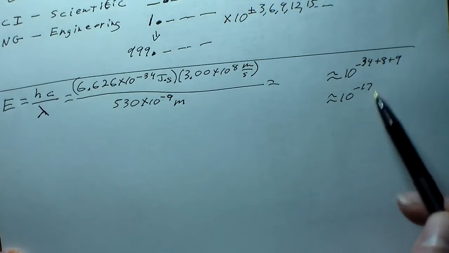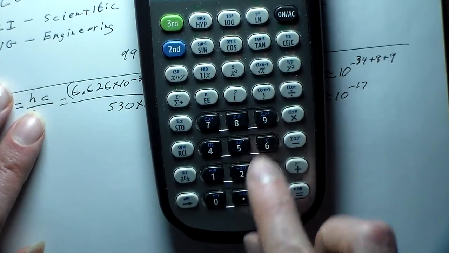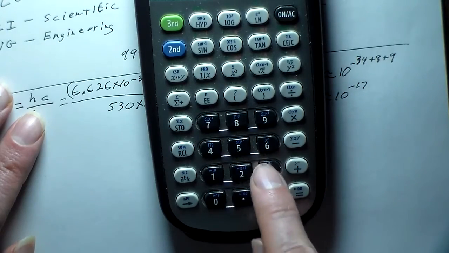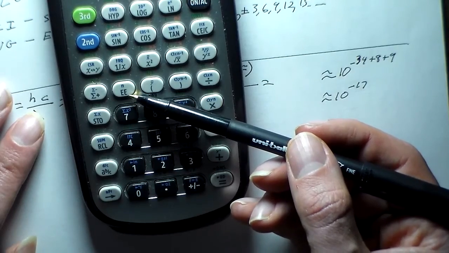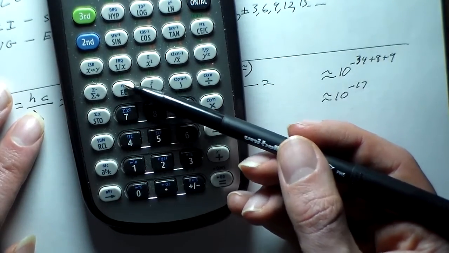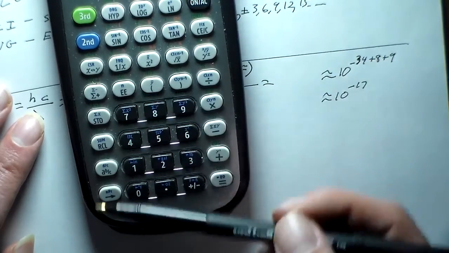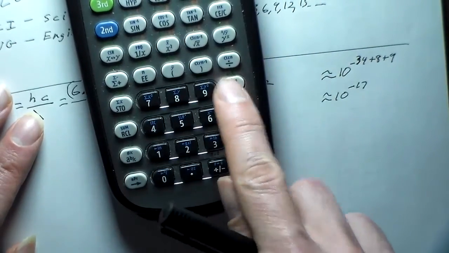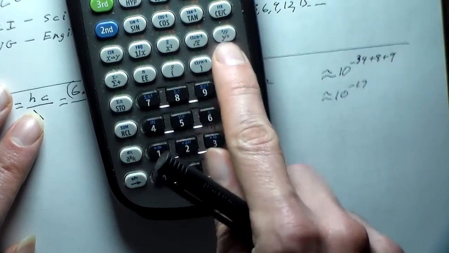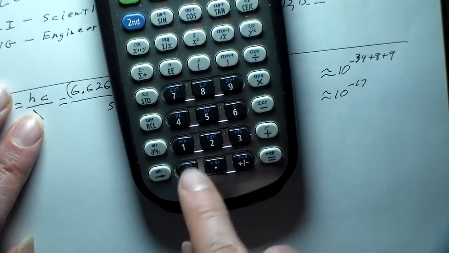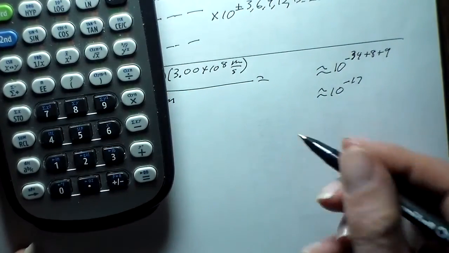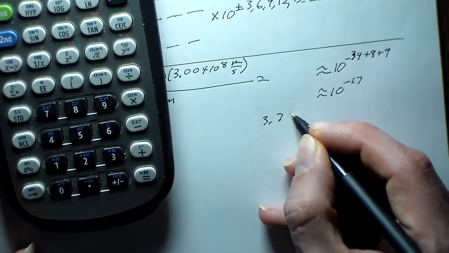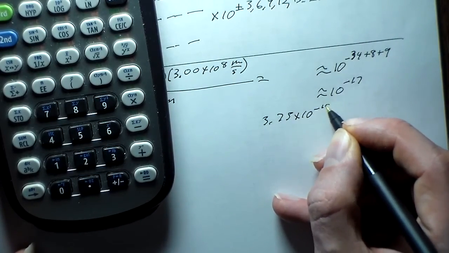Now let's figure out what the actual answer is. We'll go through here with our 6.626 times 10 to the minus 34. By the way, when you are entering the times 10 to the minus 34, we just use this EE button, and it will do a little exponent. You can enter the stuff in quite easily. Times 3 times 10 to the 8th, and then we divide that by our 530 times 10 to the minus 9. This works out to be 3.75 times 10 to the minus 19.